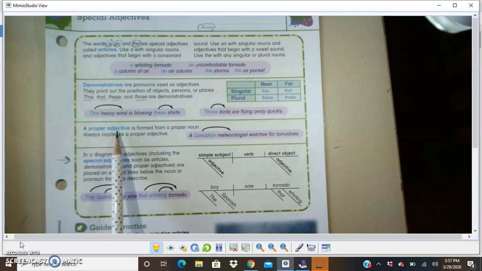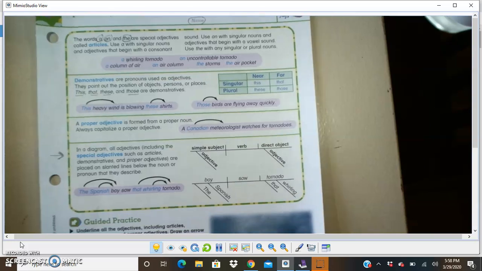It says a proper adjective. Now we know proper means it's capitalized. So a proper adjective is formed from a proper noun. For example, a Canadian meteorologist watches for tornadoes. Well, Canada is a proper noun. And Canadian is a proper adjective because it's about the people, it's formed from a proper noun. Always capitalize a proper adjective.